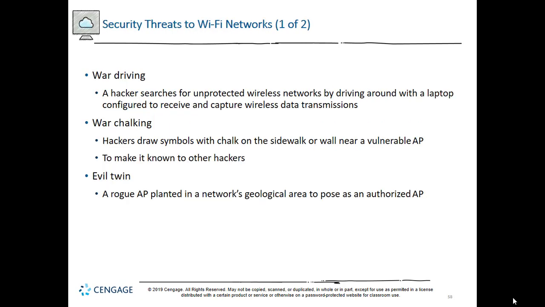Security threats. Some of these, the first two, are real old school. I don't know who does them anymore. War driving is driving around trying to find an access point that is open and broadcasting. And then war chalking would be to physically mark the building so that other people driving around looking for open access points would see that you've made a mark and you've labeled those places.